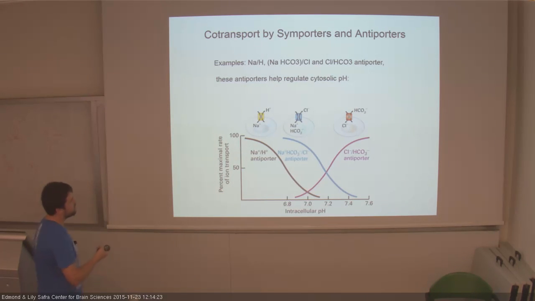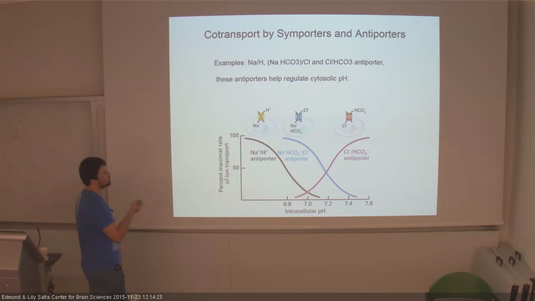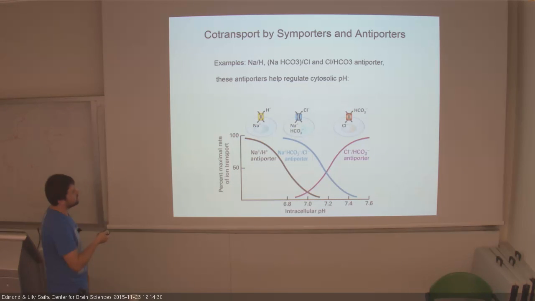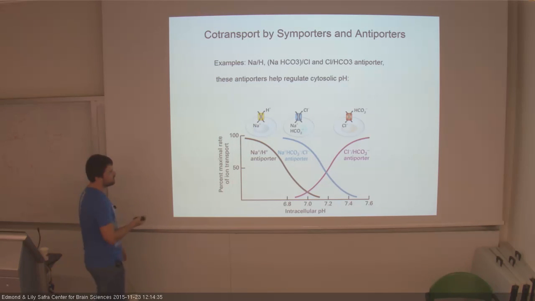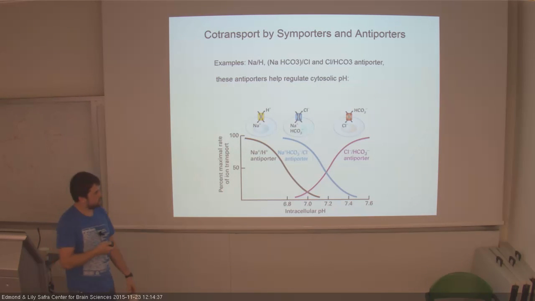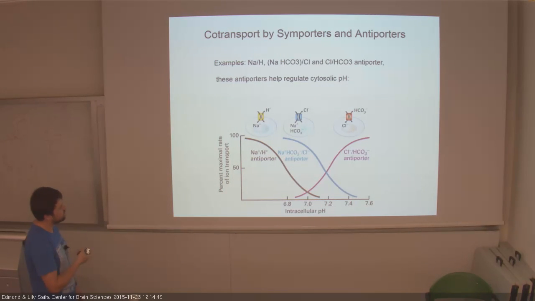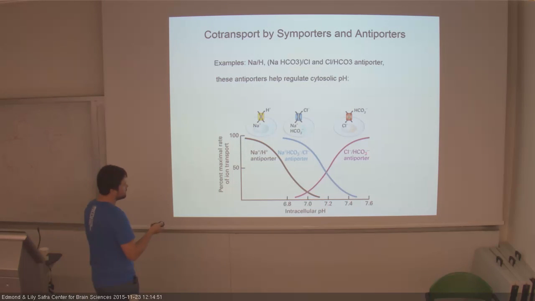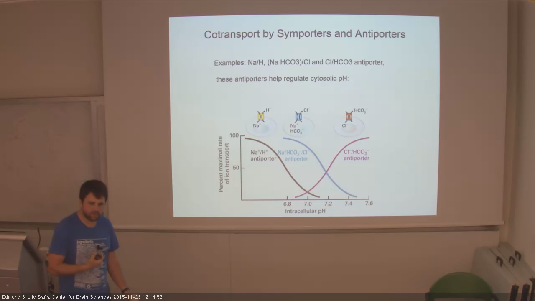And in contrast to that, we have a third type of antiporter, which actually pumps out bicarbonate ions and pumps in... I don't want to use the word pump because it's not aided by ATP, but it pushes out bicarbonate ions and pushes in chloride ions, thus making the intracellular space, or the fluid in the intracellular space, more acidic.